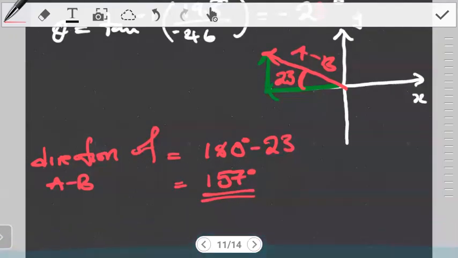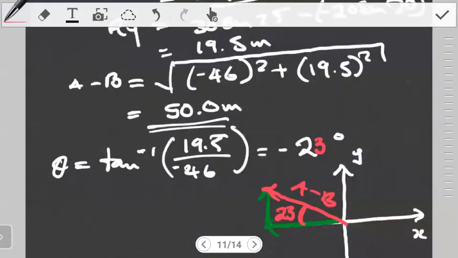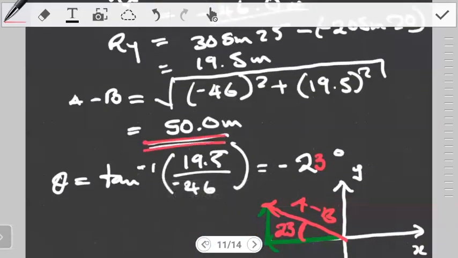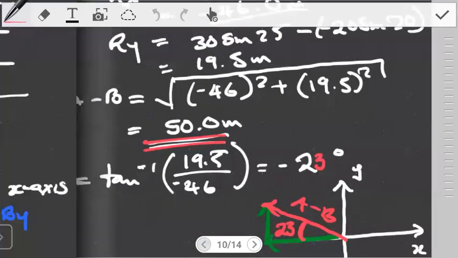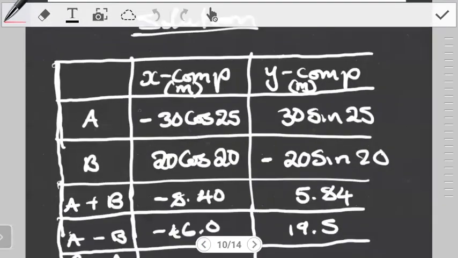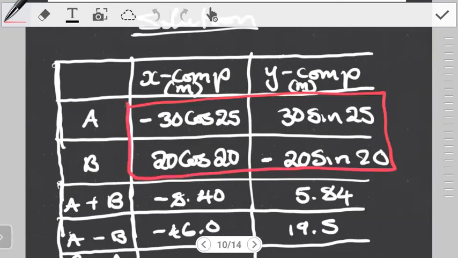Okay. Now, this is the direction of a minus b, and this is the magnitude of a minus b. The remaining one is now to find b minus a. I'll leave b minus a for you guys to try out. Notice that you're still using these components here, but in the previous example we were saying a minus b, and now you'll be saying b minus a. Let's see the answers that you find in the comment section.